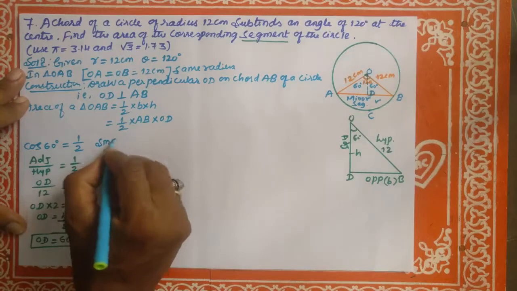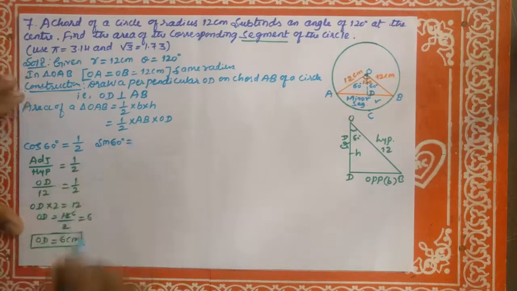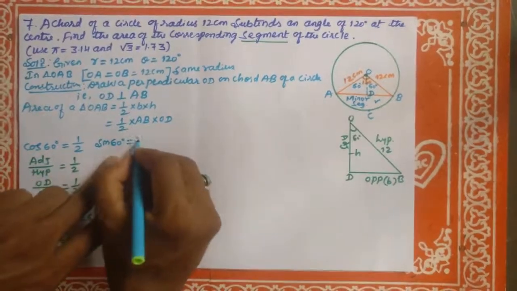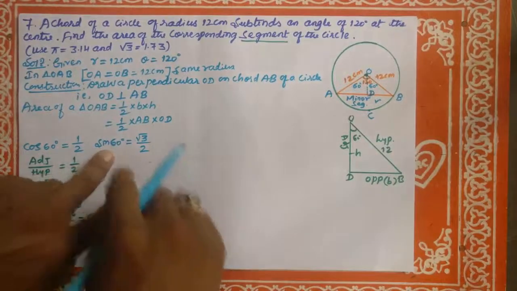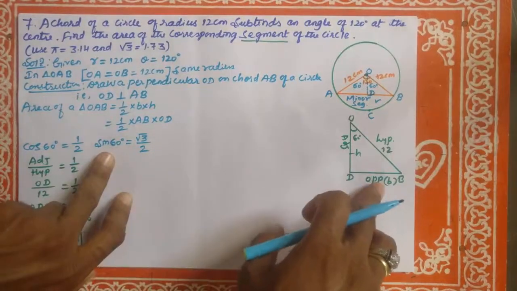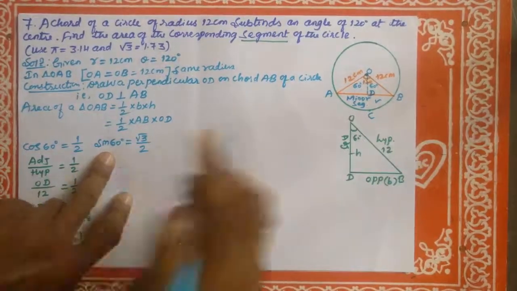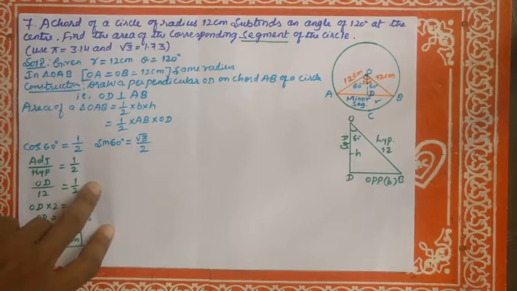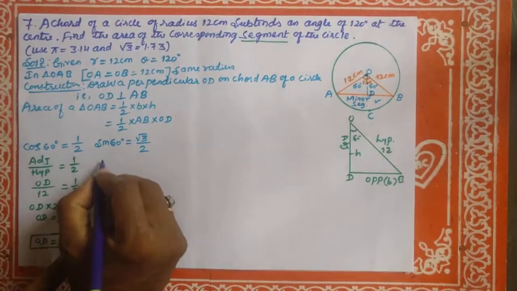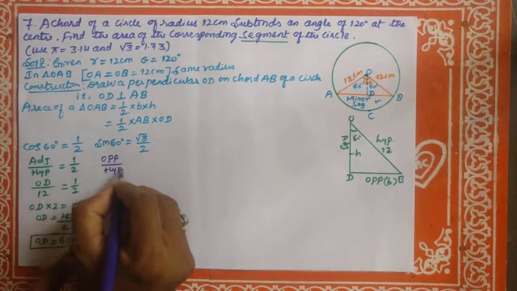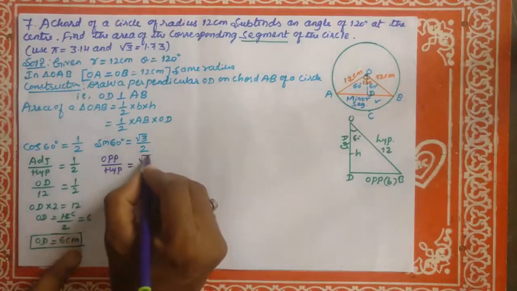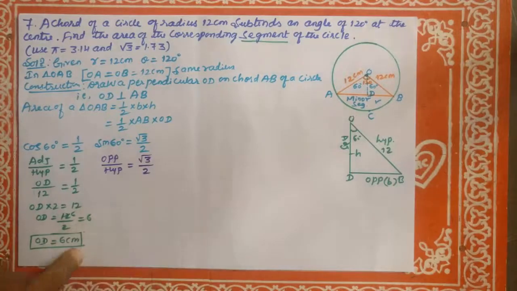Now sin 60 degree is equal to, for this also having the formula, that is root 3 by 2. Sin 60 degree is equal to having the formula, that is opposite divided by hypotenuse, which is equal to, right as it is, root 3 by 2.